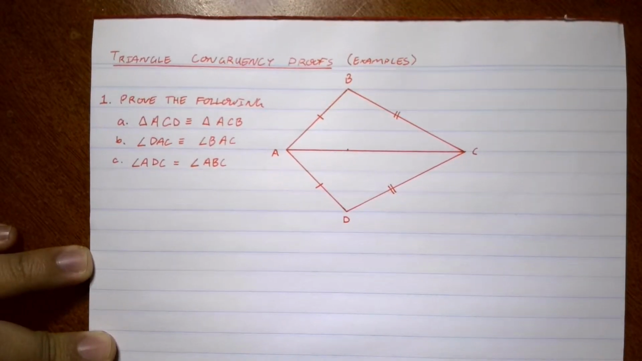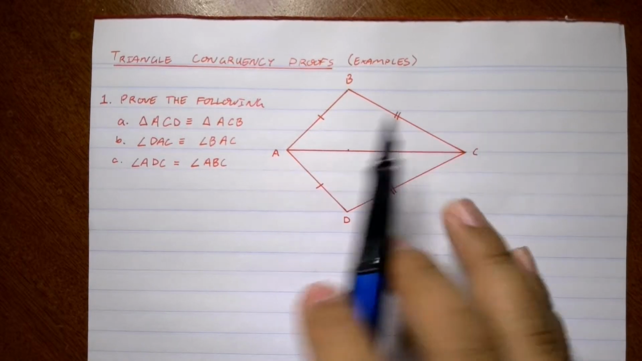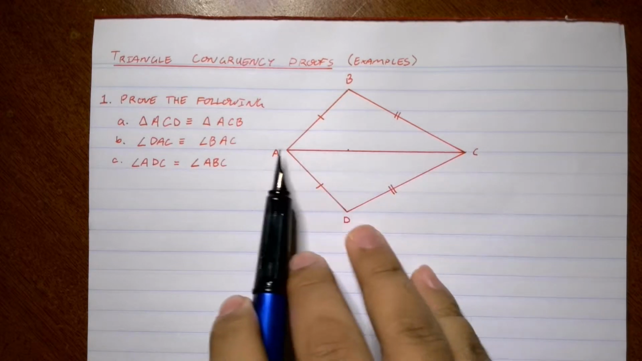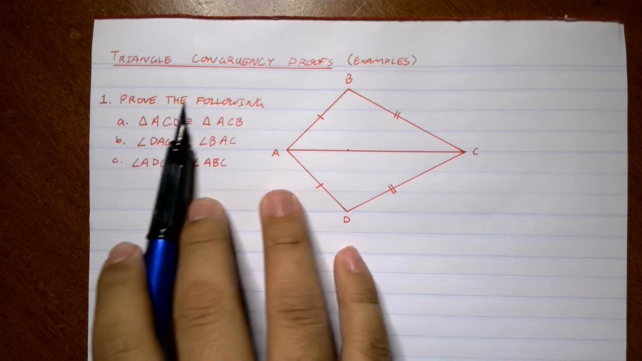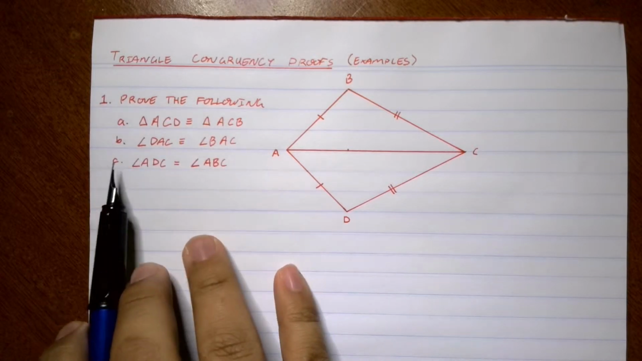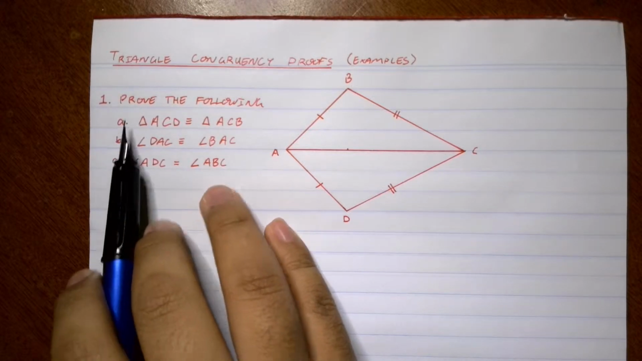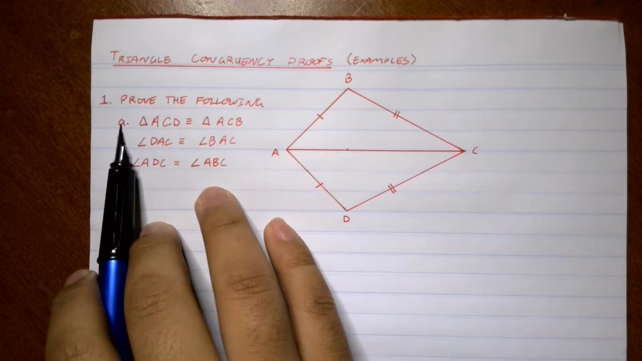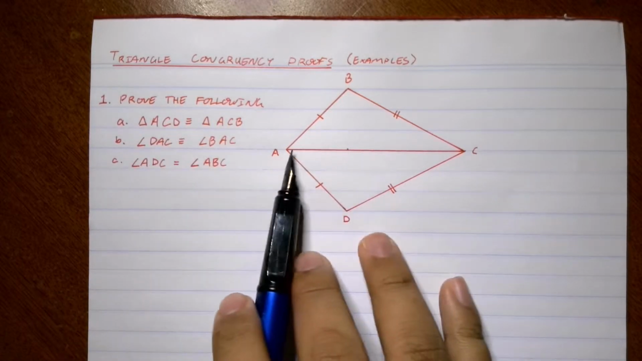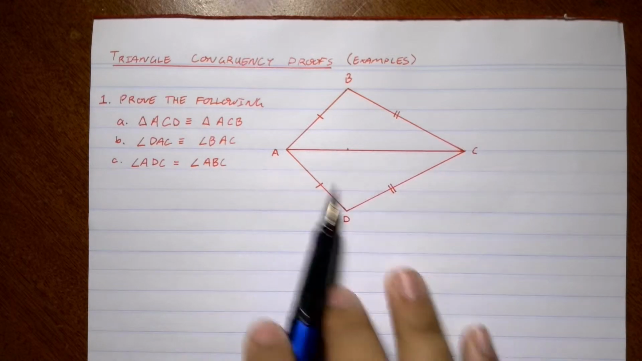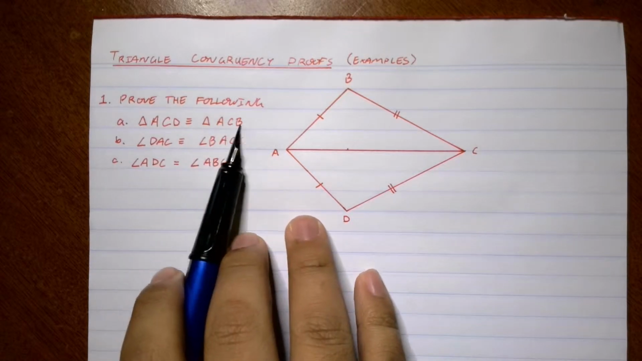Here we are. Let's start with our first question here. So we are presented with this diagram of A, B, C, D, and it's cut in half somewhere here. And it's our task to prove the following. Let's do it one at a time. Let's ignore for now B and C, and let's just do question A. So let's prove that triangle ACD, so this triangle here, is congruent to ACB.